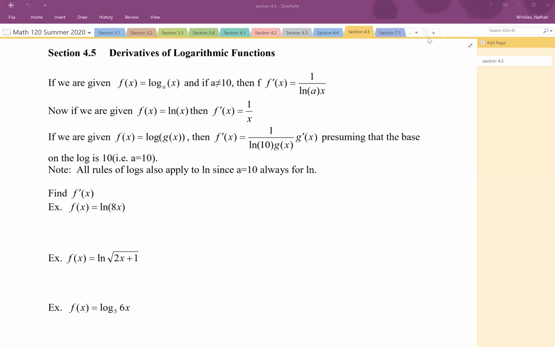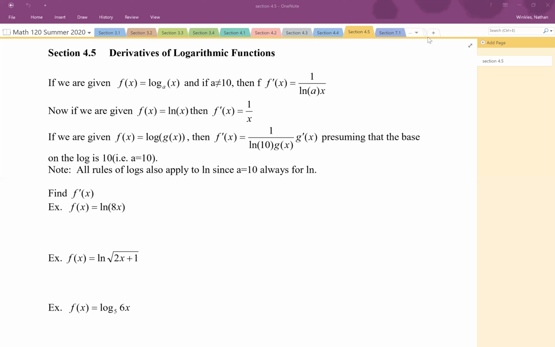Note, all of our rules for logs still apply. Sometimes we will use some logarithmic rules in order to simplify our derivative. It's just easier that way. You could do it the long way based off of what's given, but in those cases, we can just simply use log rules to make it a lot easier.